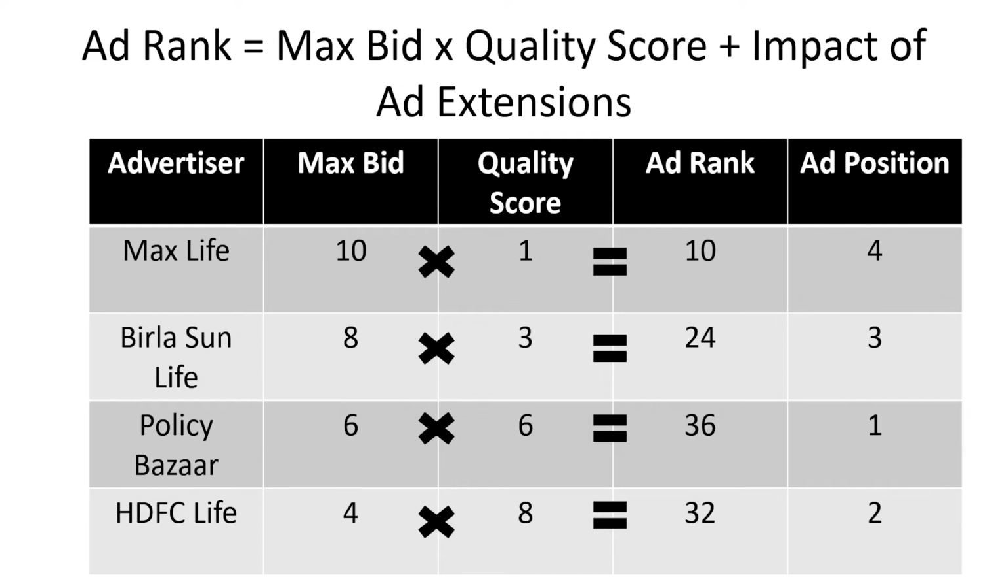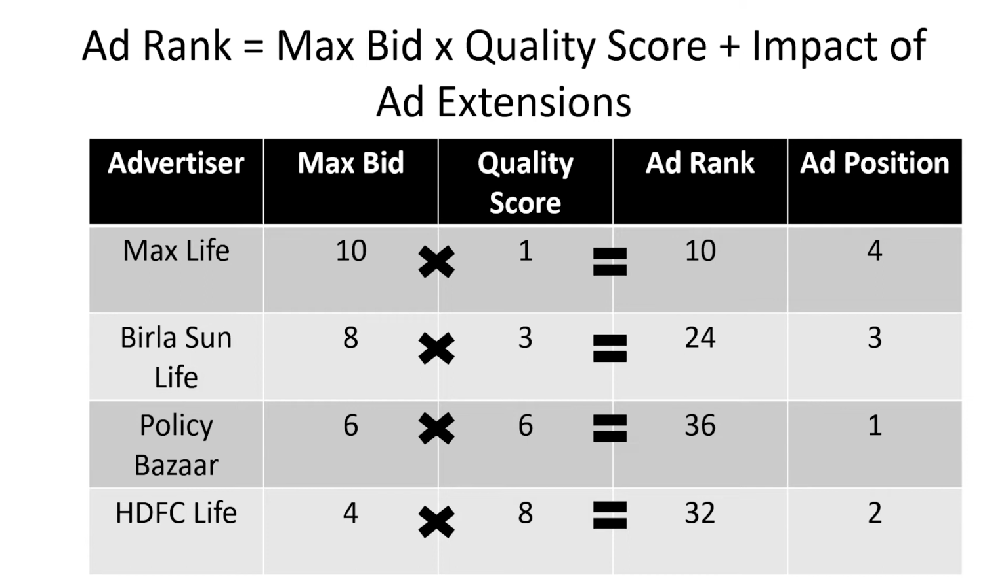So ad rank is maximum bid price multiplied by quality score. So let's say Max Life is bidding 10 rupees for the keyword term insurance, but its quality score is 1. The ad rank would be 10 multiplied by 1, which is 10, and so on. So HDFC Life, you can see here, is 4 multiplied by 8, which is 32, and Policy Bazaar, which is bidding 6 rupees, is not the highest bidder for the keyword, but it has a sufficiently high quality score, giving it an ad rank of 36.